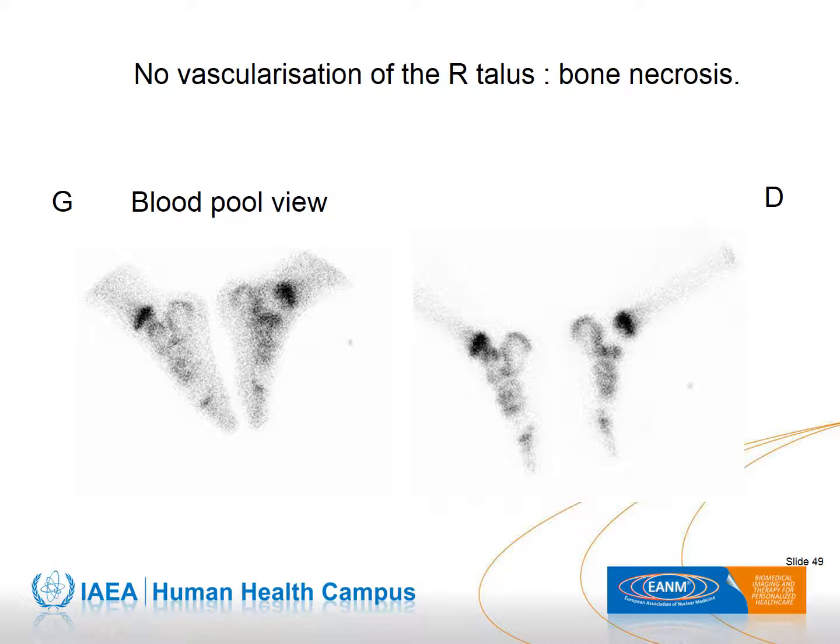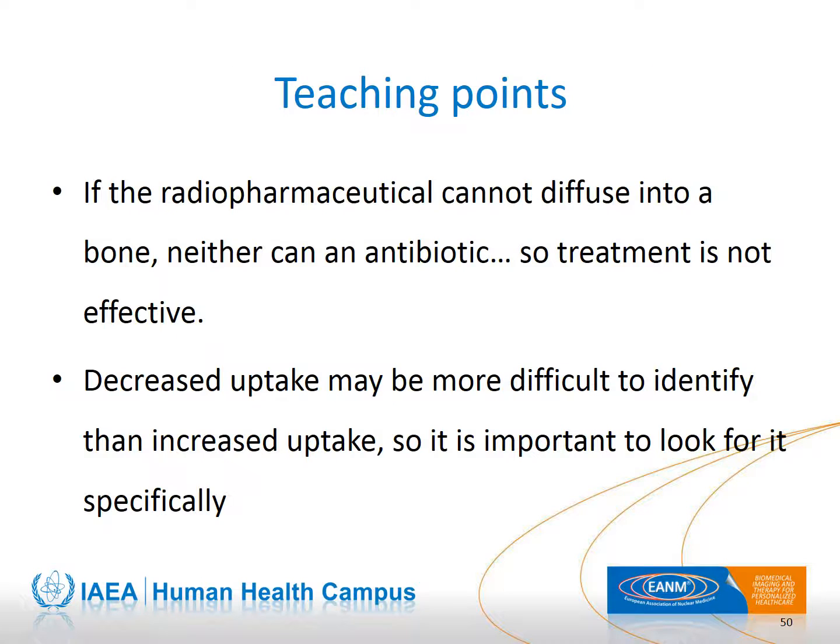The talus is not visible on either image. Note the bone necrosis secondary to infection. If the radiopharmaceutical cannot diffuse into bone, neither can an antibiotic, making the intravenous treatment ineffective.